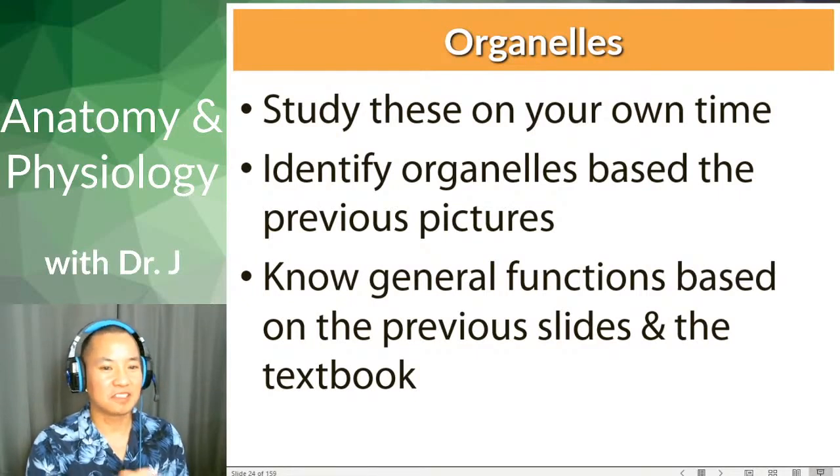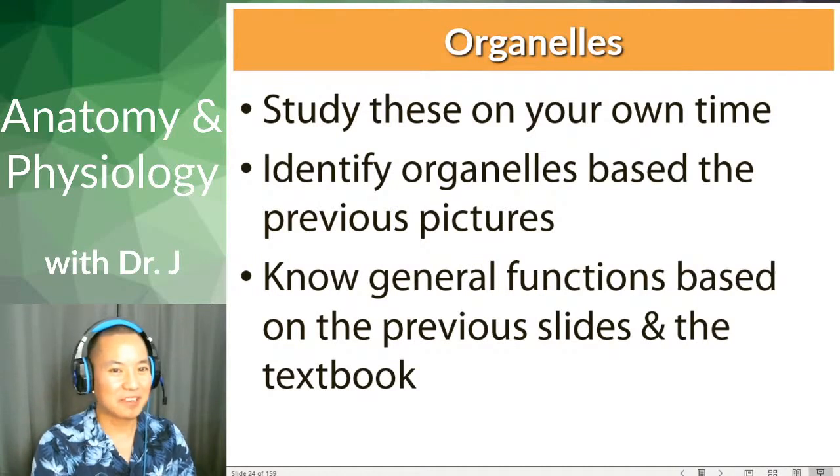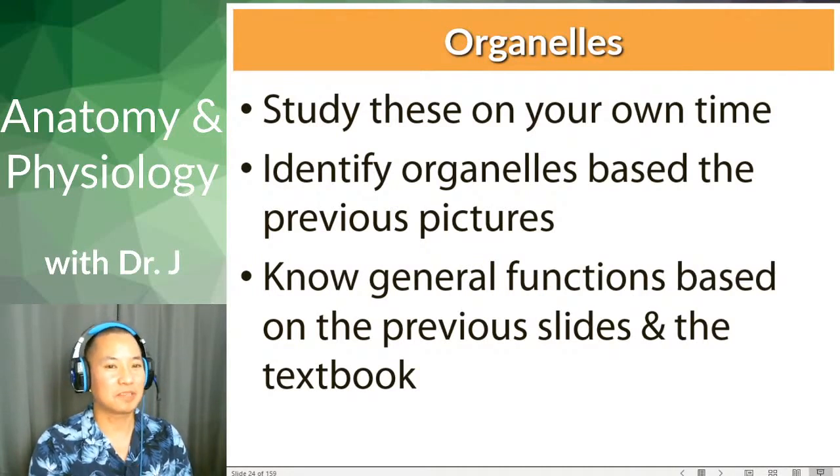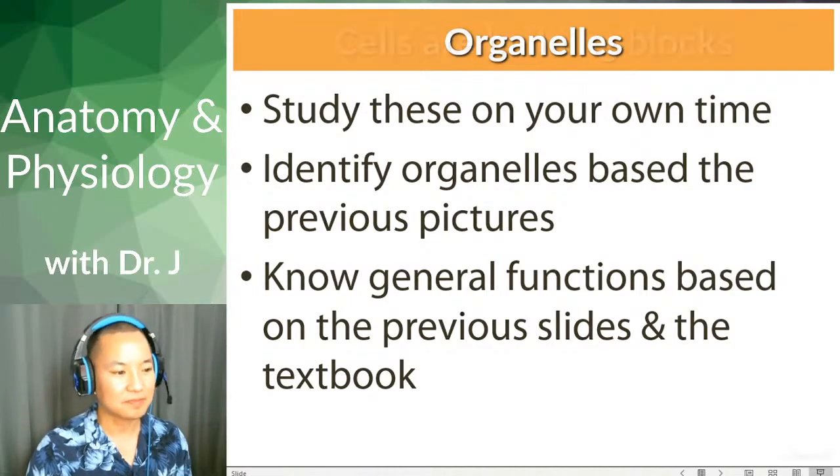And know general functions based on the book. Again, don't go too deep in depth for any of these organelles. Like if you're talking about calcium flux or ryanodine receptors or something like that, you're studying way beyond the scope of this class. Just go with what's in our book. Again, we're just starting out very general.